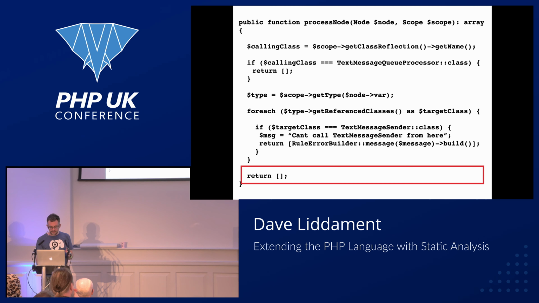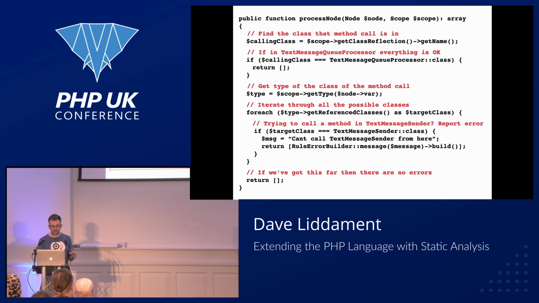And then finally, if when we're going through the loop of the target classes, we haven't thrown any exception, we haven't created any errors, then at the end we just return an empty array because this means that we haven't found any violations of this particular rule. So I'm just going to put the code up there with the comments. If you've got any questions, now is a great time for me to clarify anything.